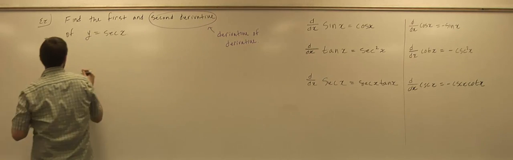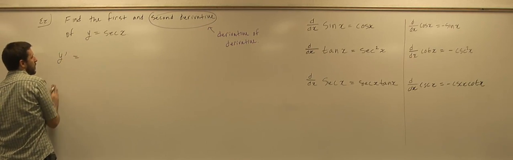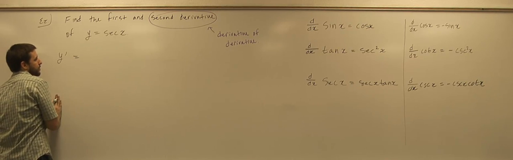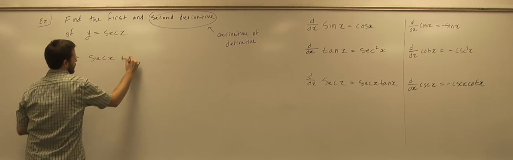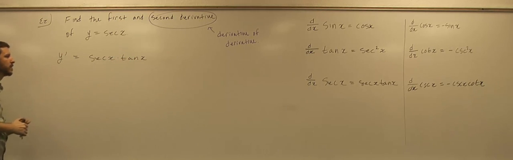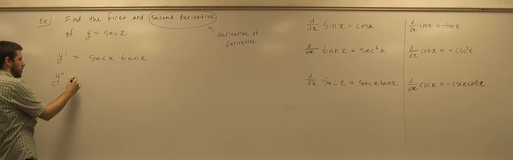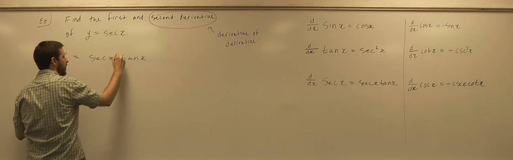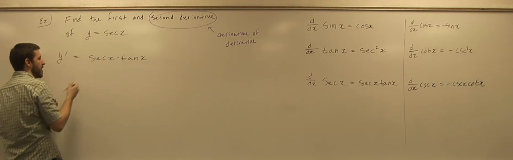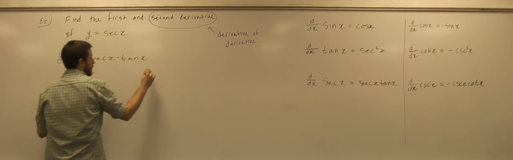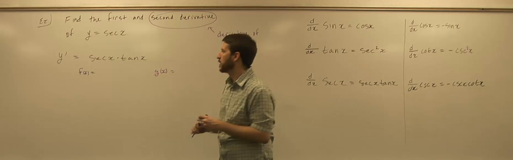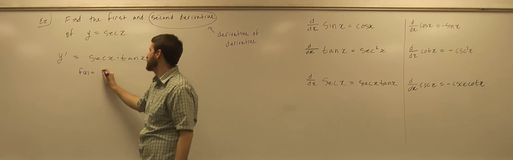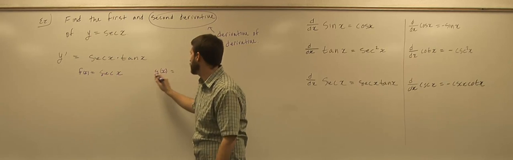In this particular case, y prime is easy because we just wrote it down. What's the derivative of secant? Secant tangent. Now when we move on and do the second derivative, which we'll notate with y double prime, we have a product rule. To do the derivative of the derivative, I have to label an f and a g, and then do my product rule. f of x is secant, g of x is tan.